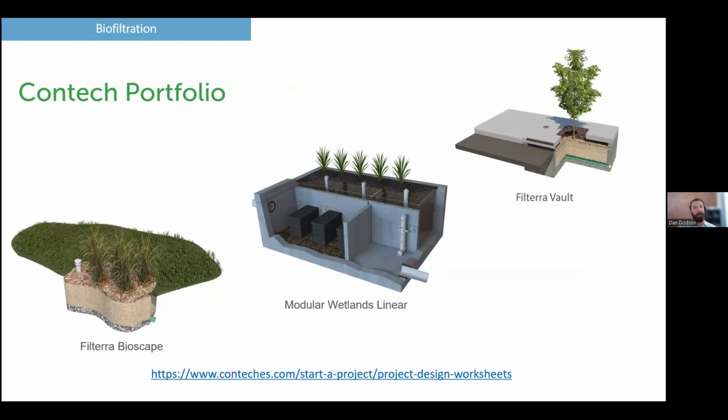The Filterra Bioscape, that's the example of the regional detention system, where it's not built into a precast box or anything. It's open, but we utilize our pre-engineered media. The modular wetlands there in the middle, that was used in both the package design example and the downstream of detention example. And then of course our Filterra Vault, that was used for the decentralized treatment example.